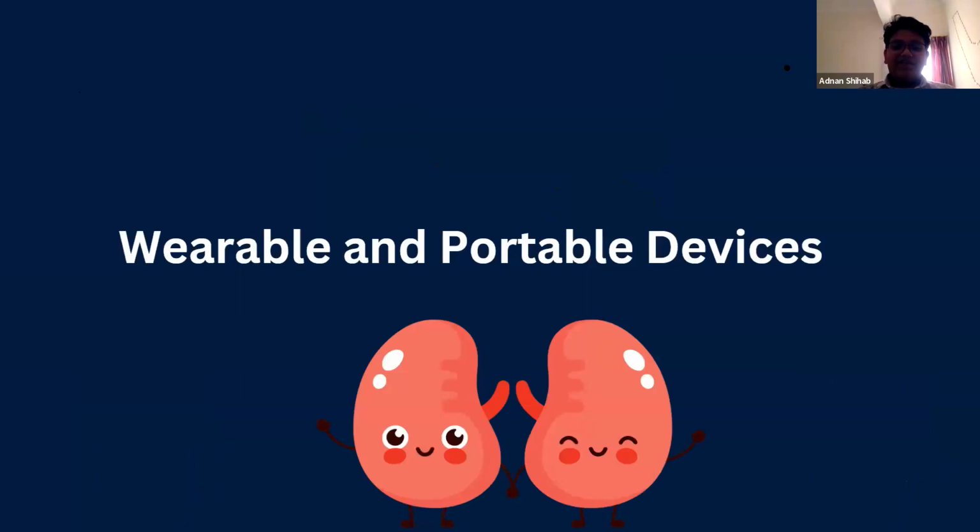So there are wearable and portable devices. I don't have much idea about this, but I have heard about it and researched a little bit about it. It's a wearable type of kidney. For dialysis, we can wear a type of device, and it will do it with less pain. So that is the new future of kidneys.